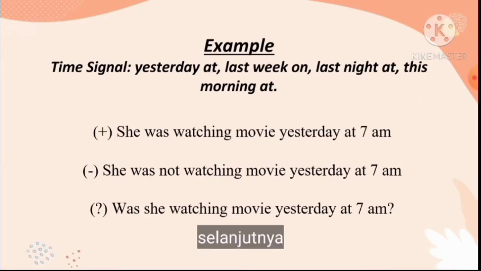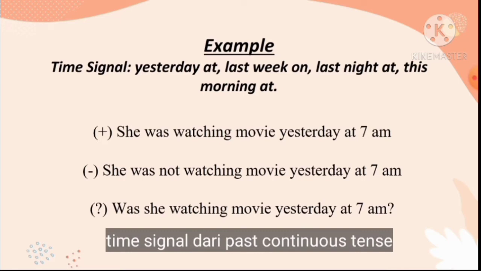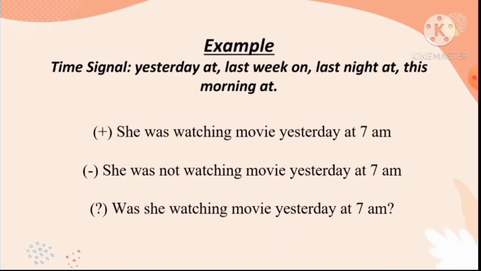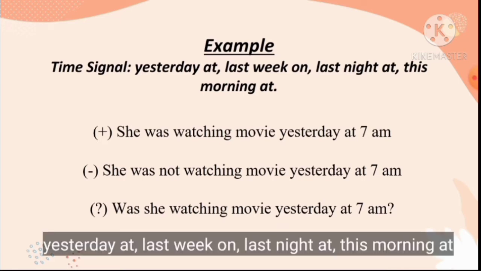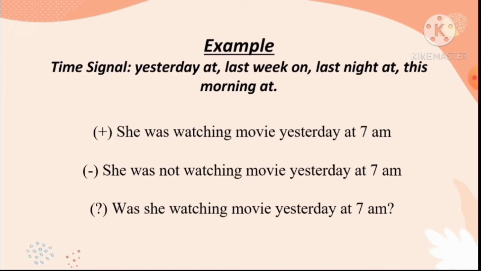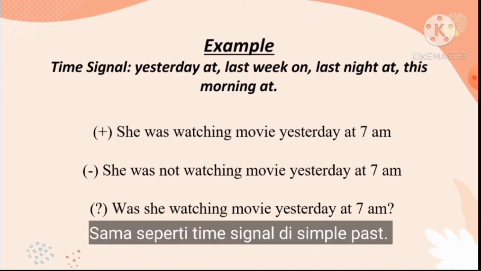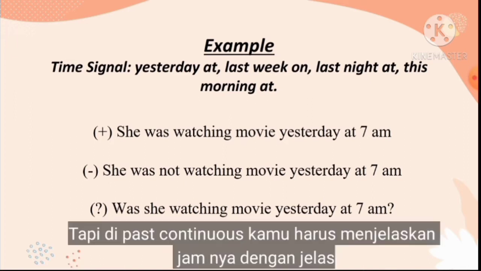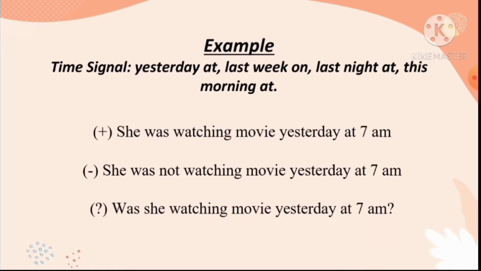Next, the time signal of past continuous tense: yesterday at, last week on, last night at, this morning at. Same as the time signal in simple past, but in past continuous, you have to explain the clock in detail.